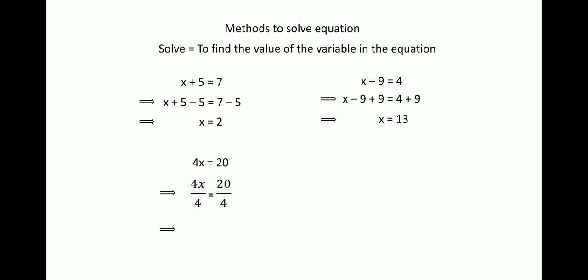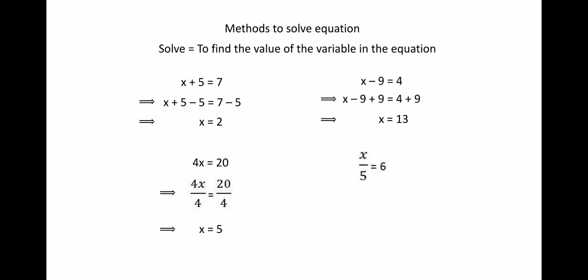So the next step is 4x and 4 cancels, so you'll get only x, which is equal to 20 divided by 4 is equal to 5. So this is how we solve the equation when the two terms are multiplied.